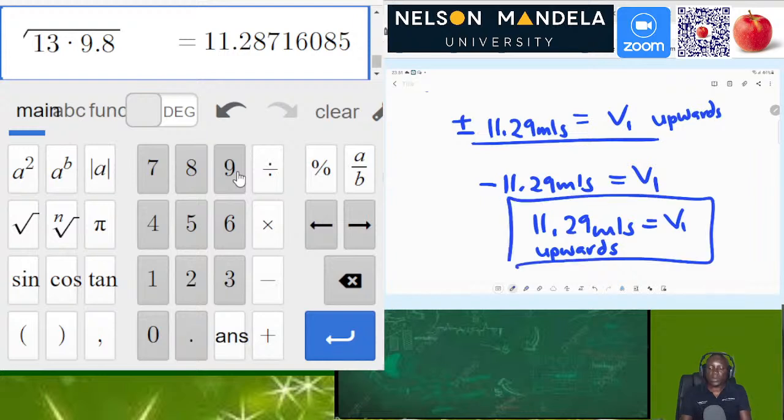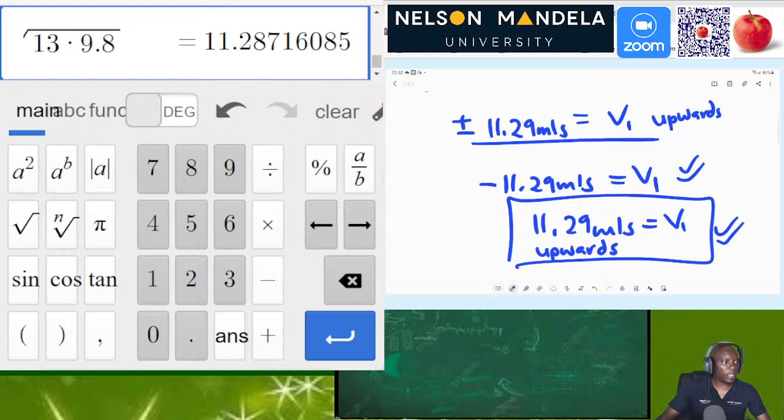So you can leave your negative because you have defined positive, or give the magnitude and state the direction to say it's upwards. But either way, for you to get full marks, you need to state both magnitude and direction. So this is acceptable. This is also acceptable. All right.